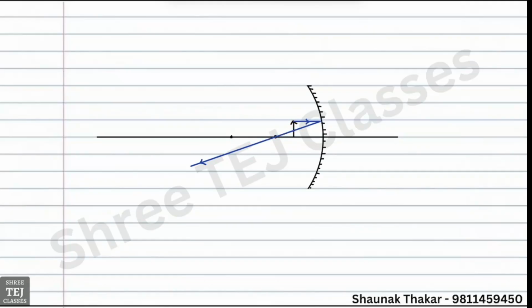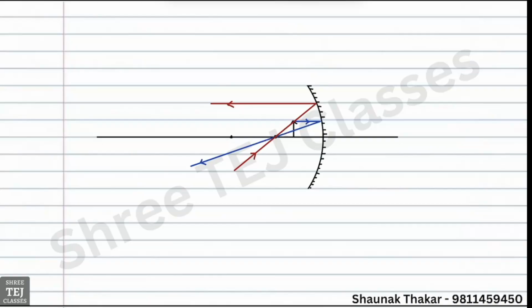Now the second ray, let us choose one passing through the focus. So the incident ray passes through the focus and then goes on to the mirror. Let us extend that ray. So this is the incident ray passing through the focus and the top part of the object. How will it get reflected? After reflection, it will go parallel to the principal axis.